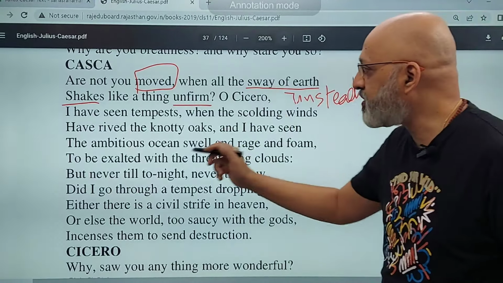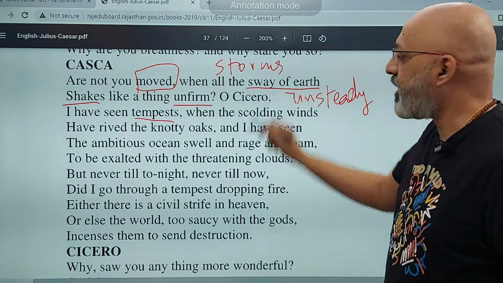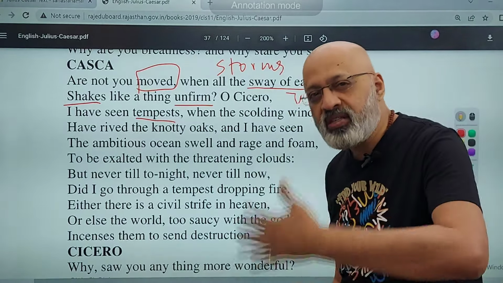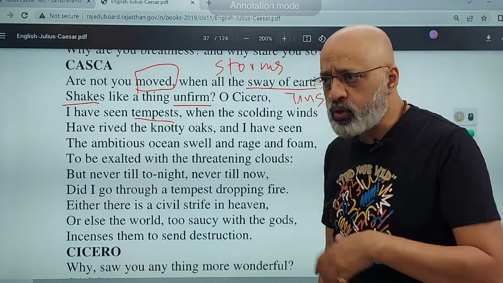"Oh Cicero, I have seen tempests." Tempest means storms. I have seen extremely wild storms. Tempest is an extreme form of storm. So I've seen fierce storms when the gusty winds have ripped apart and split the oak trees. Ripped means they have split open the knotty oaks, the oak trees.